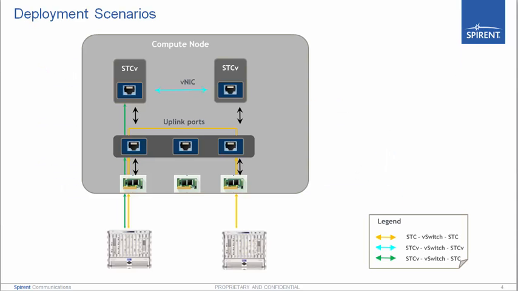There are multiple test scenarios where the traffic could originate from a virtual network interface and terminate on a physical interface. It could originate from a physical interface and terminate on a virtual interface. It could be originating as well as terminating on a physical, or it could be originating and terminating on virtual, right? In all these scenarios, we want to make sure that we benchmark all different deployment scenarios. To do that, we need to have a test endpoint which can be connected to the physical interface of the compute node. At the same time, we need to have a virtual test endpoint as well.